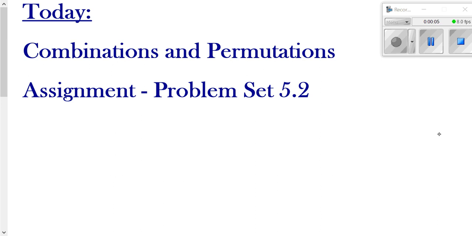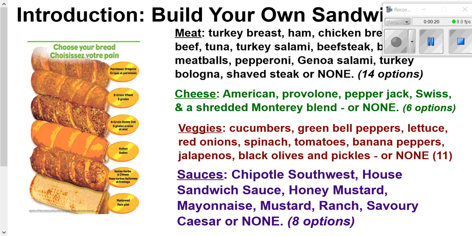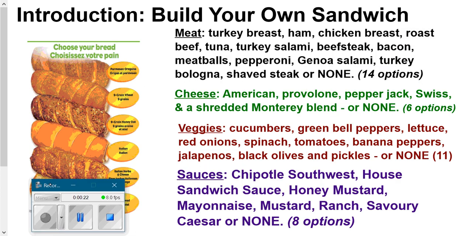Today we are going to do the second lesson for Unit 5, and today's topic is a pair of things. They're called combinations and permutations. They are related but different, so we will talk about each of them in turn. To start out with, you will see that the start of the notes today talks about ordering sandwiches.